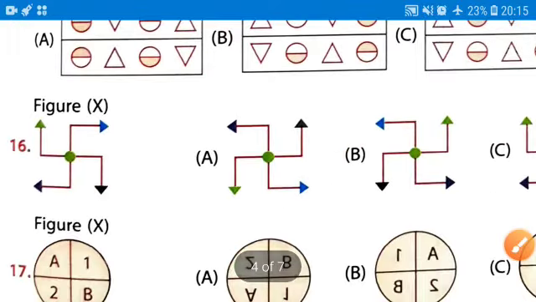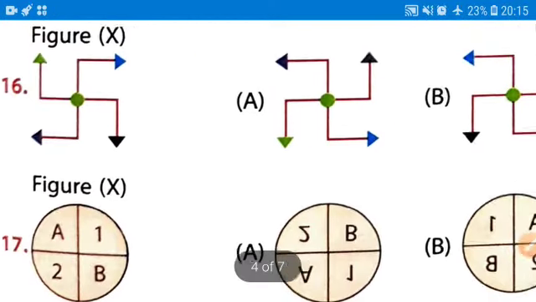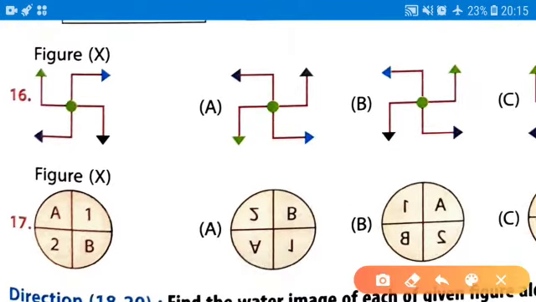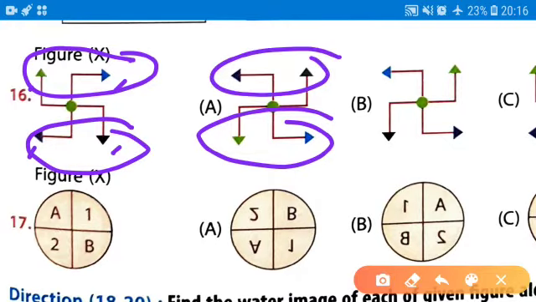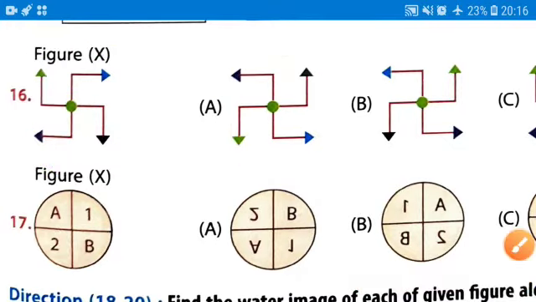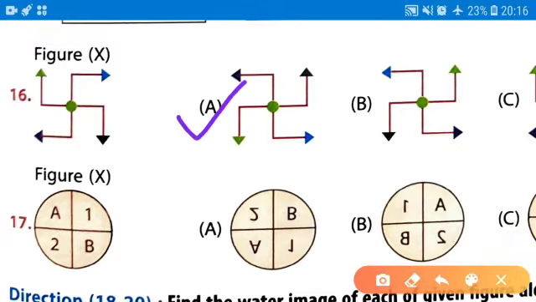Now moving further, you can try by yourself. Let's try question number 16. This is a kind of swastik shape, and we have these different colored arrows. If you make the water image of this figure, you will get option A. This is the top portion, this has become the bottom. This is the bottom portion, this has become the top one. Now the correct answer for this question will be option number A.